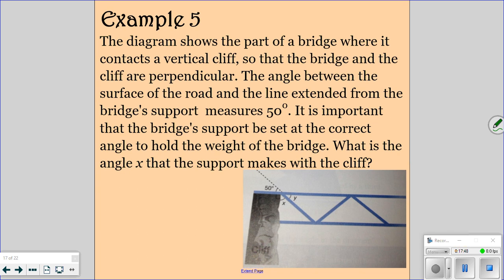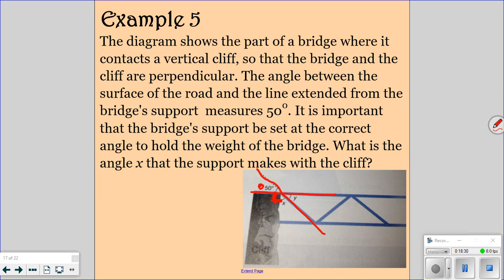So now let's look at another example. We have a diagram that shows part of a bridge, and it says that the bridge and the cliff are perpendicular. And you may not be able to tell it in the picture, but there's a little bitty right angle right here. And it says this is a 50-degree angle, and we want to know what x would be. So I'm going to draw some lines in red to help you see them a little bit. We've got this angle here, line here, and this line here.